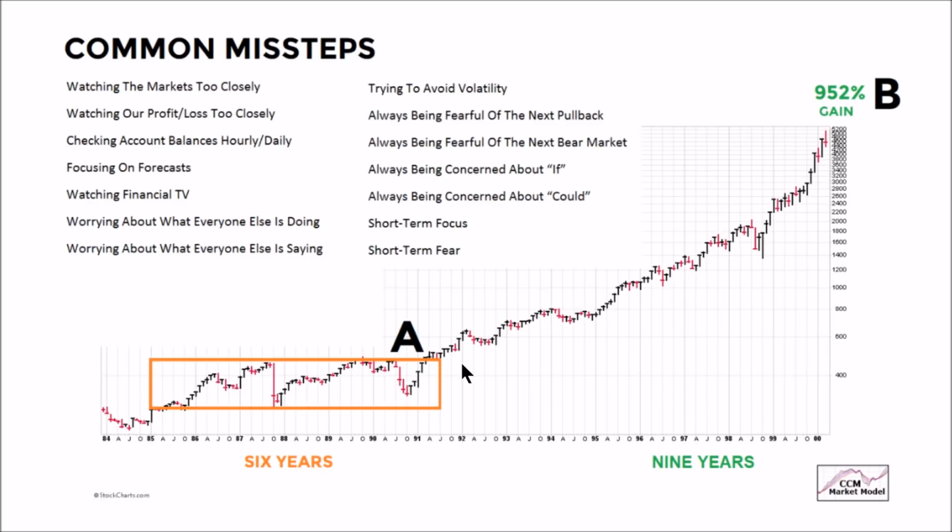We know one thing with 100% certainty. If the market moves from a point A to a point B several years down the road, absolutely, positively, there is going to be a ton of volatility between point A and point B. If we want to make mistakes, we should always be fearful of the next pullback. We should always be fearful of the next bear market. If we want to make mistakes, we should talk a lot about what if this happens. If this happens, the market could. It's a form of forecasting.